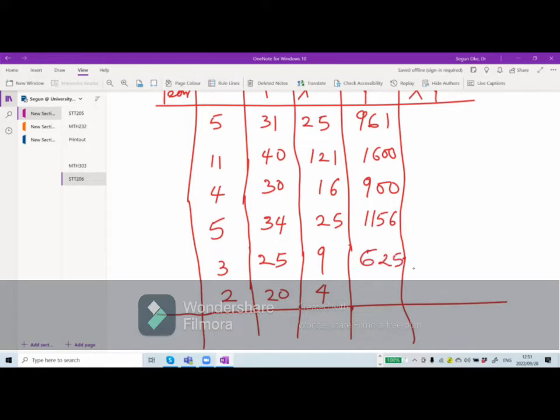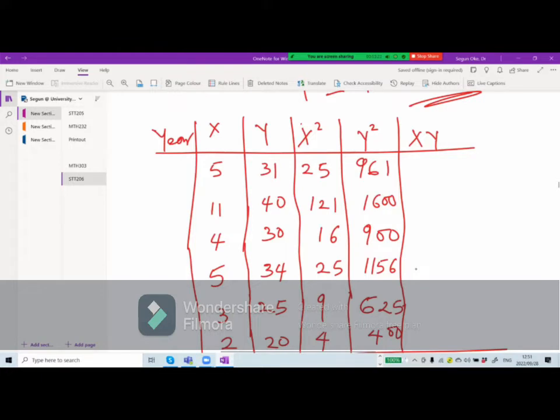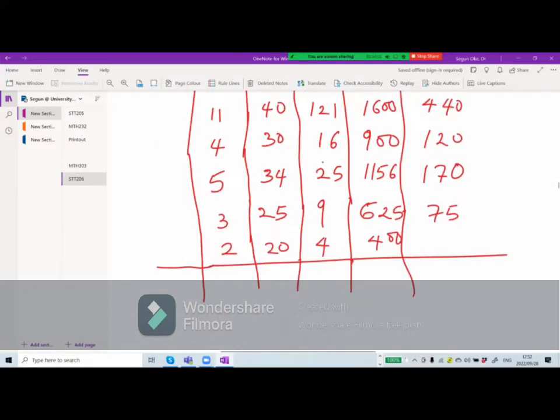So XY. Let's do XY. 5 times 31 is 155. 11 times 40 is 440. 4 times 30 is 120. 5 times 34 is 170. 3 times 25 is 75. 2 times 20 is 40. So let's sum them together.